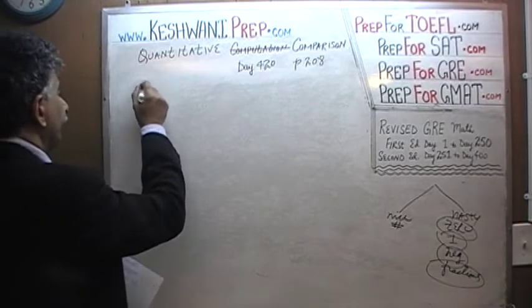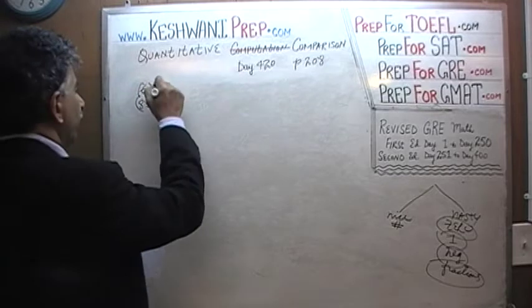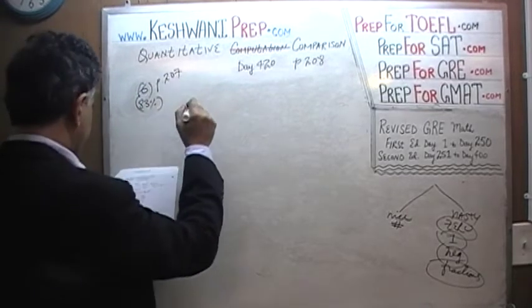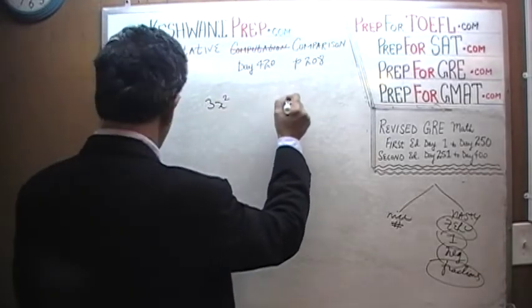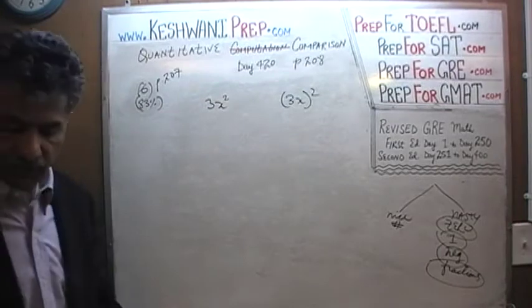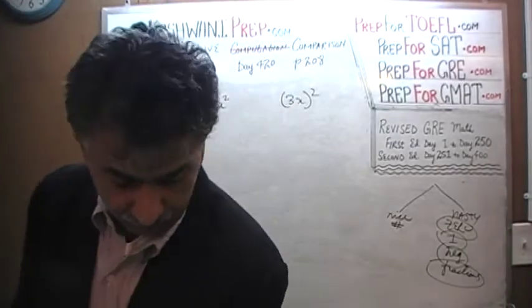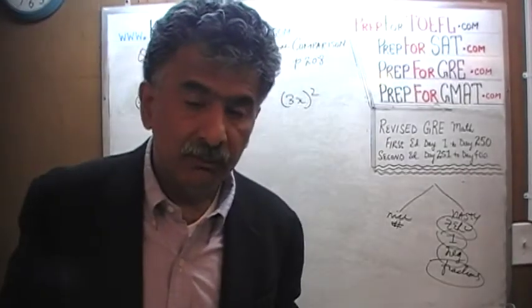Problem number six, with a percentile of 83 on page 207. Here's what we're told. We are given two quantities, 3x squared and (3x) whole squared. Now listen very carefully. The reason I'm doing it again is because we did this problem about 3 days ago on day number 417.